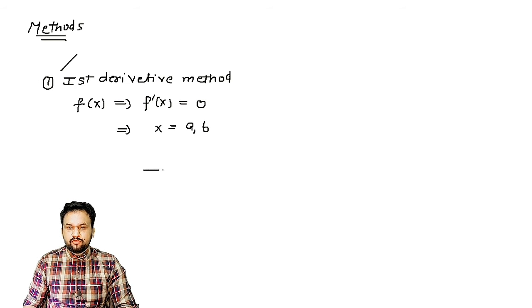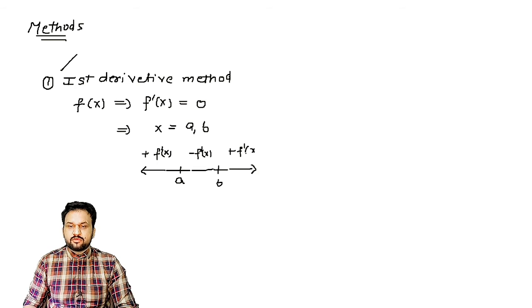After that, what you will do is make a real line and place these values, like a and b, and check how your f dash x behaves. Like here it is positive, here your f dash x is negative, and here your f dash x is positive. Now you just move from left to right and check, like from this point it goes from positive to negative. If you get positive to negative, it is known as a point of maxima.